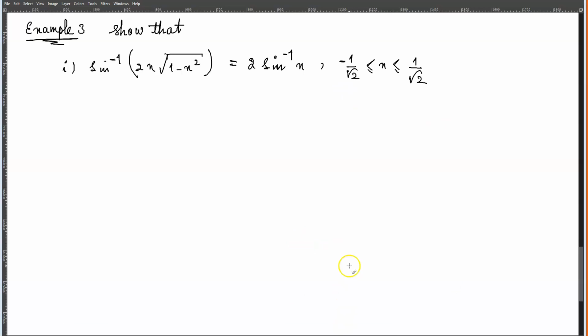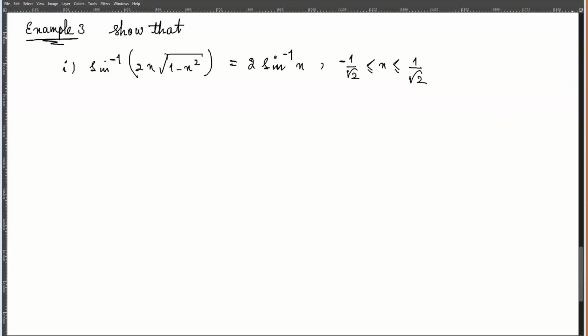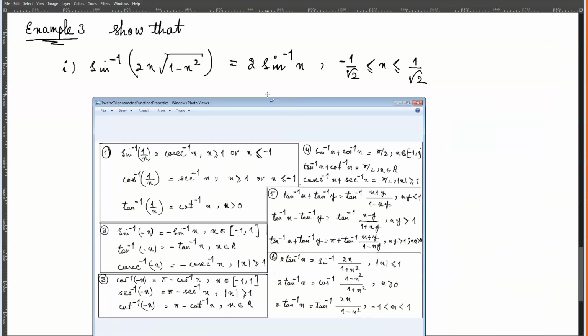The result that we had over here, okay, so we had the result over here that said that basically, so here you have sine inverse of this is equal to 2 times sine inverse of this. So over here we said that, for example, 2 times tan inverse of x is equal to so on and so forth.